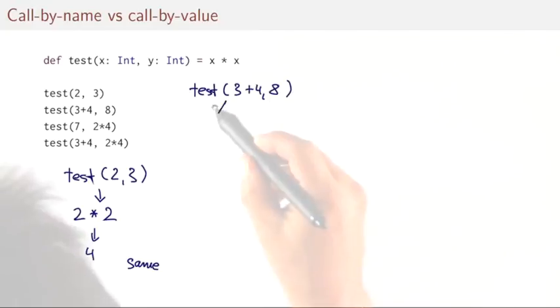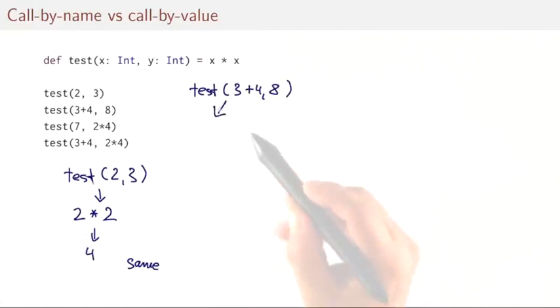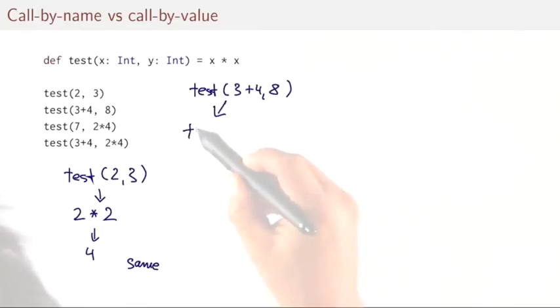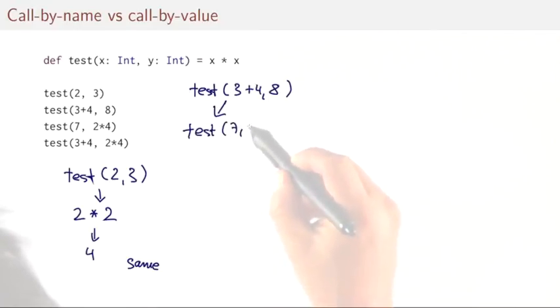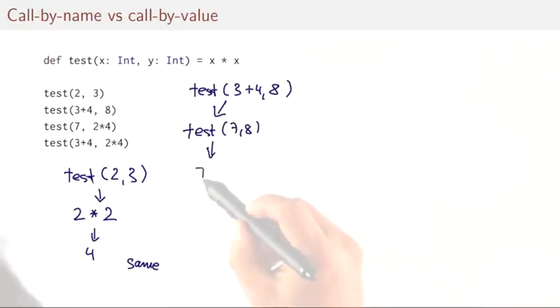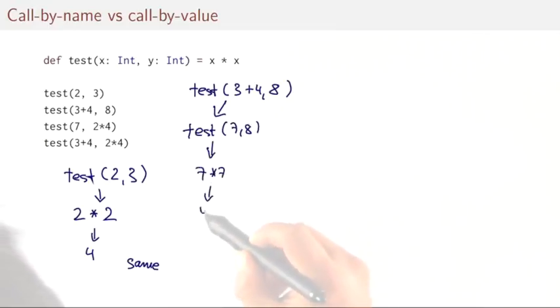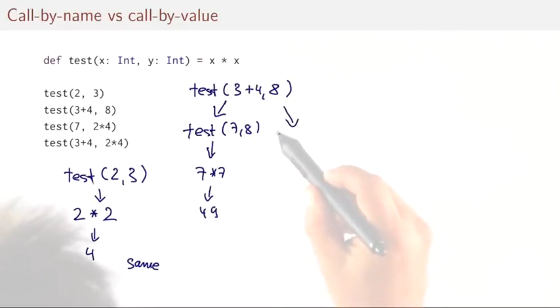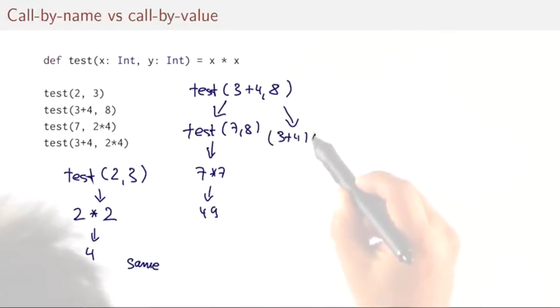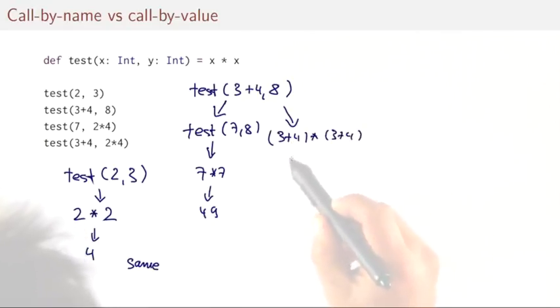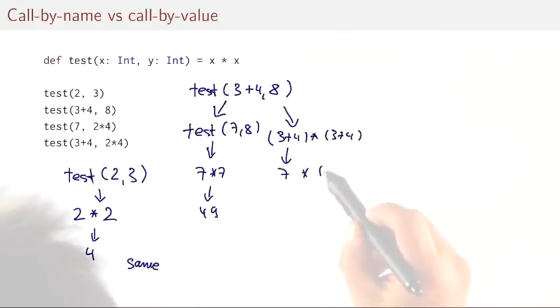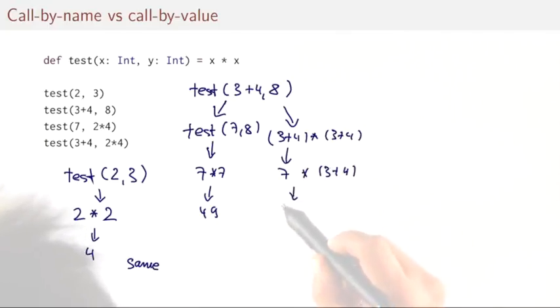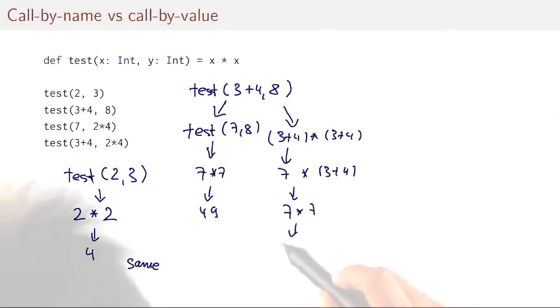Under call by value, we have to evaluate the arguments. So we get test(7, 8). And that gives us 7 * 7 and the final result. Whereas under call by name, we get (3 + 4) * (3 + 4). That reduces to 7 * (3 + 4), 7 * 7, and 49, in one step more than the call by value version. So call by value has the advantage here.